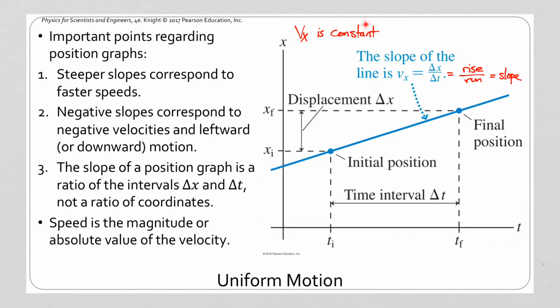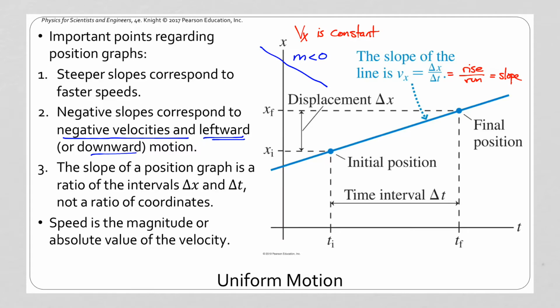So if the velocity is the slope of that graph, then faster speeds correspond with steeper slopes. Slower speeds are flatter lines, closer to being horizontal. A negative slope would mean that the curve is tilted downwards. That simply means that we have a negative velocity in that case, and we would have leftward motion if we're talking about a horizontal axis, or perhaps downwards motion if we had a vertical axis.